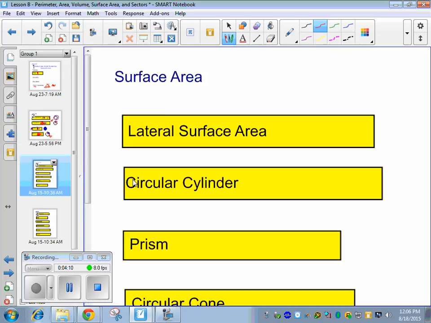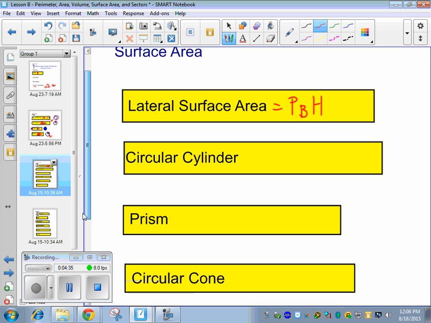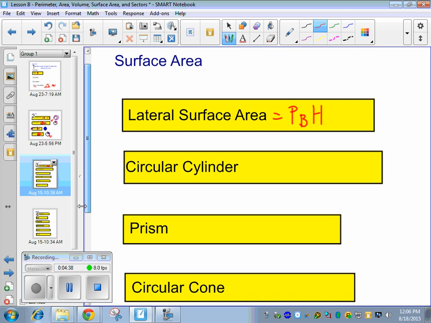Okay, let's review everything we know about surface area. Anyone know the formula for lateral surface area? Yeah. Good. Perimeter of the base times the height. Lateral surface area is when you take a can of soup and you take the wrapper off of the can of soup. So it's just the distance around. Okay? And circular cylinder and prism are the same. So what is the surface area formula that we use for either one of these? Because they're the same. It's the surface area formula you guys have been using since the 7th grade.